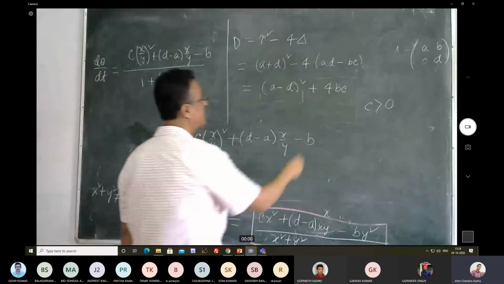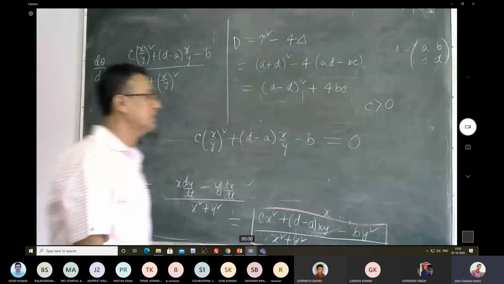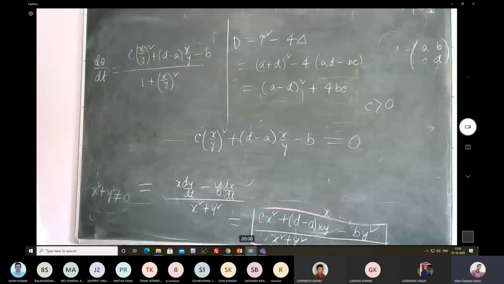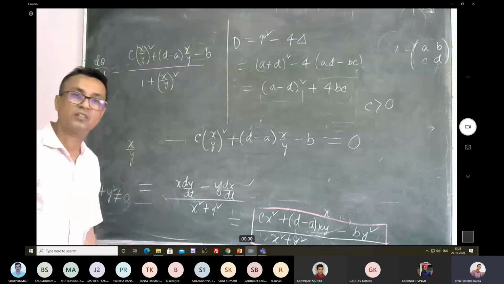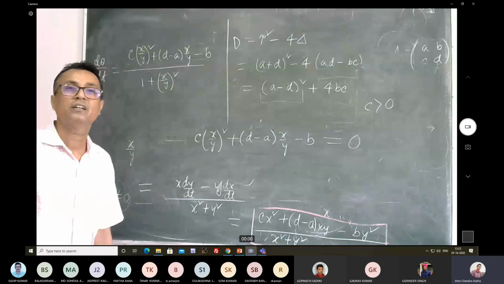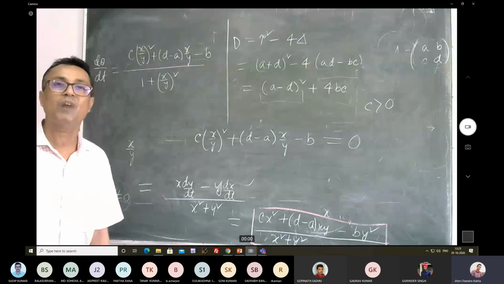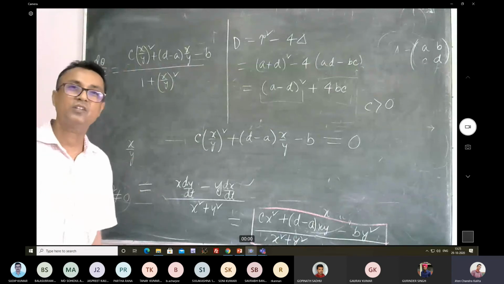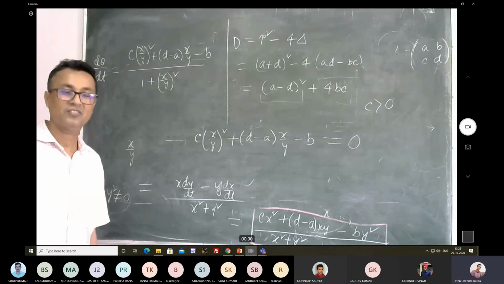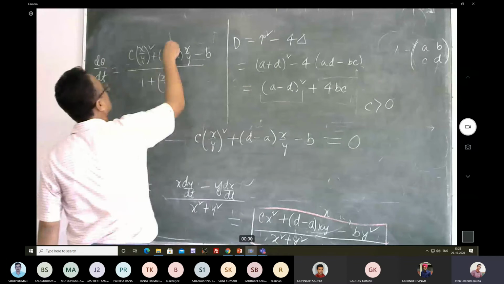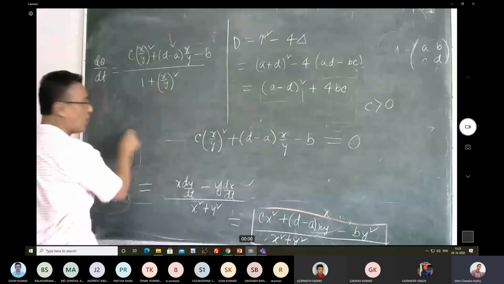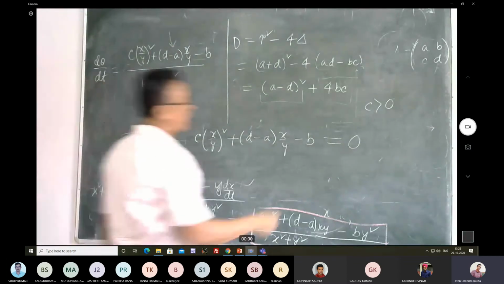If this is 0, because my x and y are real, right? Because my x and y are real. So if I solve it for x by y, then I must be able to find x by y as a real number. Is it okay? Fine. If the numerator is 0 for a real x by y, then what is going to happen?